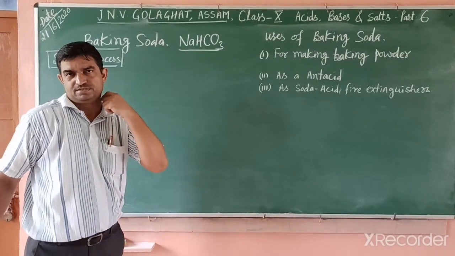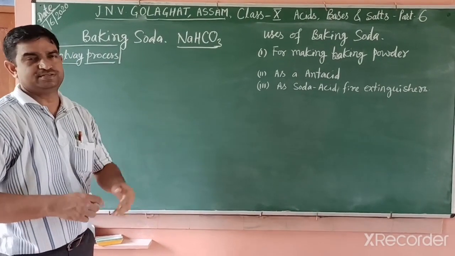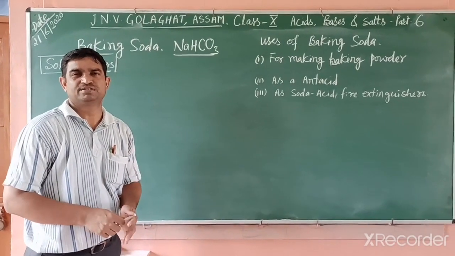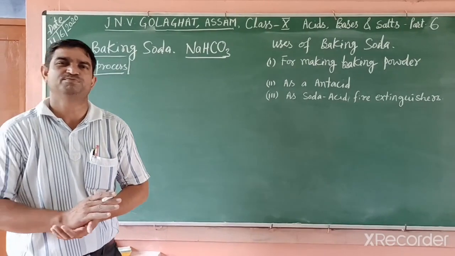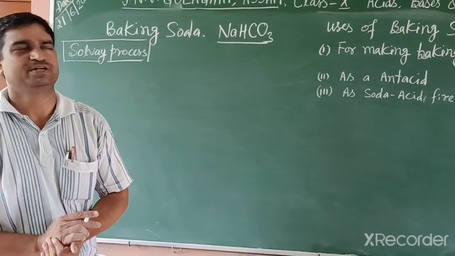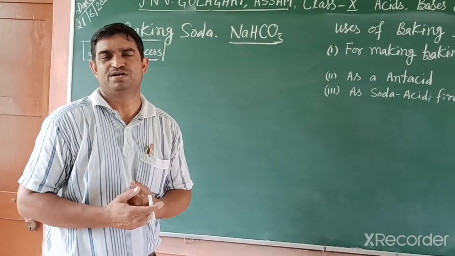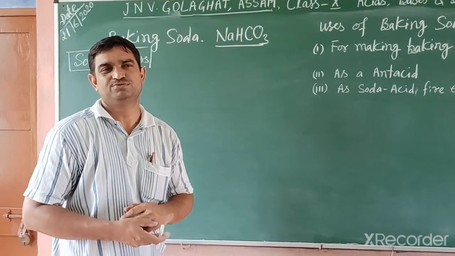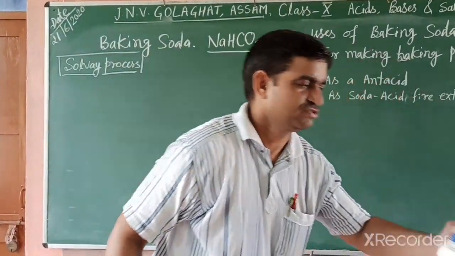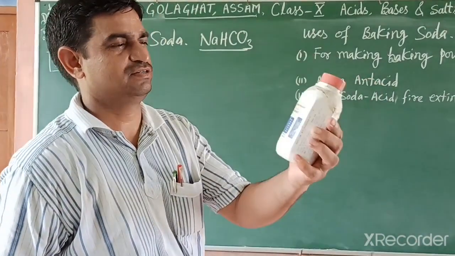Our next chapter is baking soda. In our earlier classes we already studied baking soda, its pH, and what happens when baking soda reacts with acid: a gas is released with effervescence. That gas is carbon dioxide, which turns lime water milky. Now in this topic we will study how baking soda is prepared in industry and what its uses are. Baking soda is a white salt and its name is sodium hydrogen carbonate.